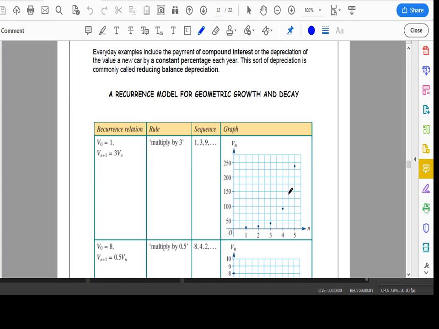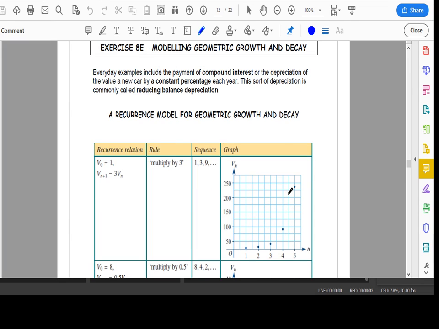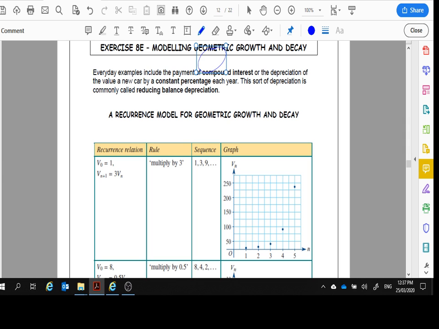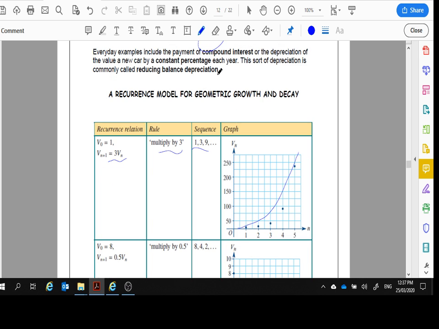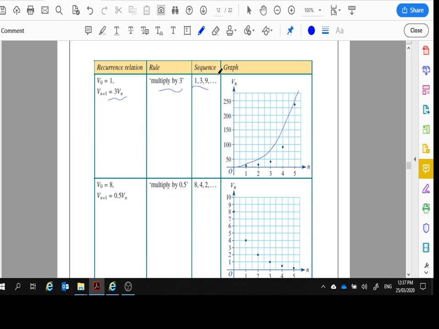Modelling growth and decay. So this is geometric one in particular, so please be aware of that. With geometric, we're either multiplying, and that means like this one's multiplying by 3, we're going up, or there's the decay, where we're multiplying by a number less than 1, so the half, quarter, etc., and therefore it's going down.